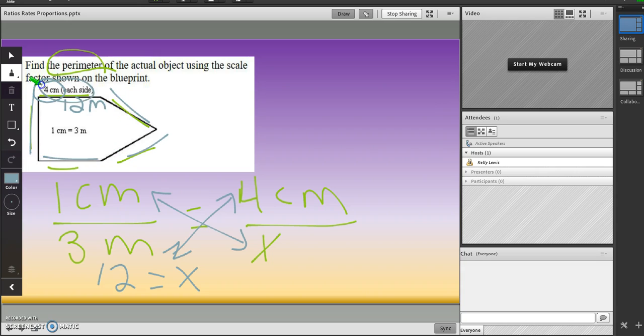So there's 1, 2, 3, 4, 5. There's 12 and 5 sides. And 12 times 5 is 60. So 60 meters is the perimeter. Remember, perimeter is like you're walking around it.